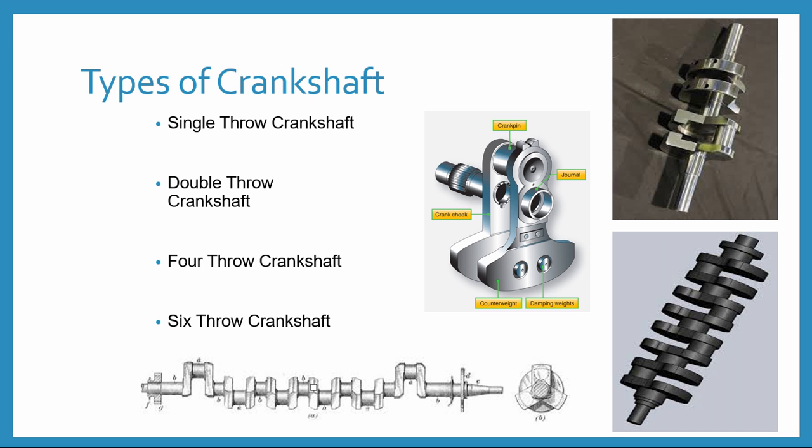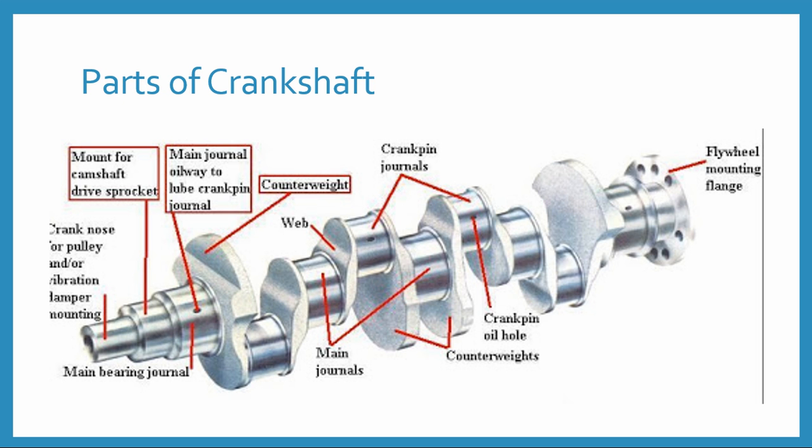Now coming to the parts of the crankshaft. Students, as you can see in this picture, this portion is called the crank nose or the crank pulley, which is the vibration damper mounted portion. This second slot is called the mount for the camshaft drive sprocket. So the camshaft drive sprockets are fitted here, and this portion is called the main journal.